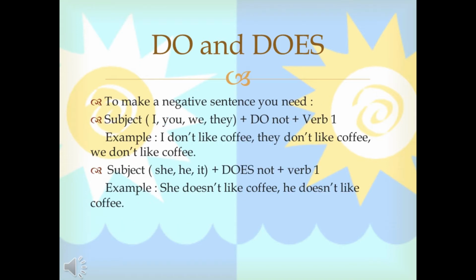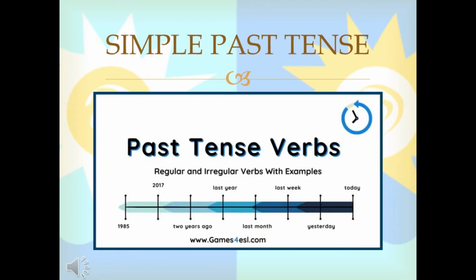To make a negative sentence, you need do not for subjects I, you, they. For example, I don't like coffee. They don't like coffee. We don't like coffee. We also need does not for subjects she, he, it. For example, she doesn't like coffee. He doesn't like coffee. Okay, my students, those are the examples of simple present tense.